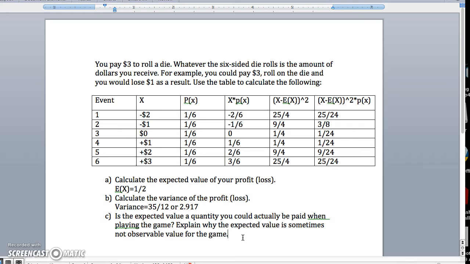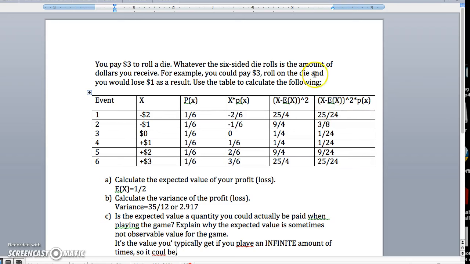So let's write down what I put on my exam and got all the points for it. It's the value you'd typically get if you played an infinite amount of times. So it could be. But it's not observable because you'd have to do an infinite amount of times.